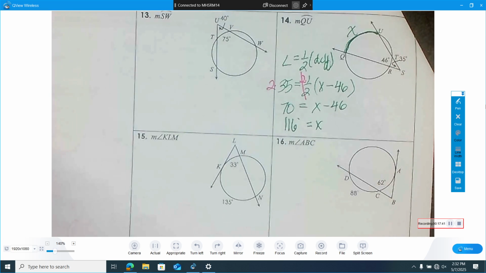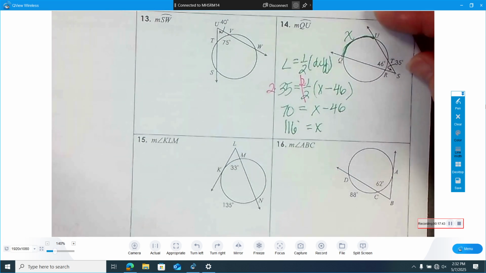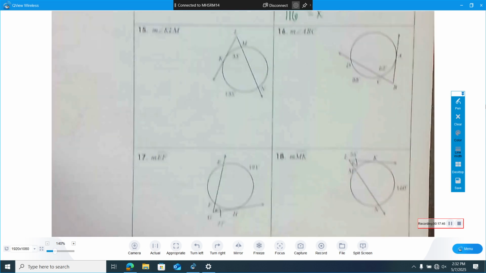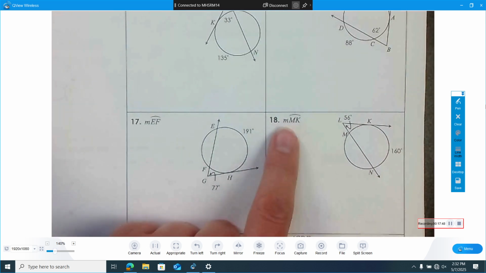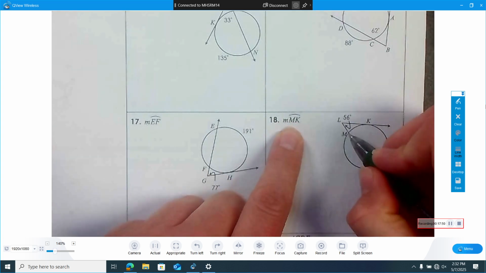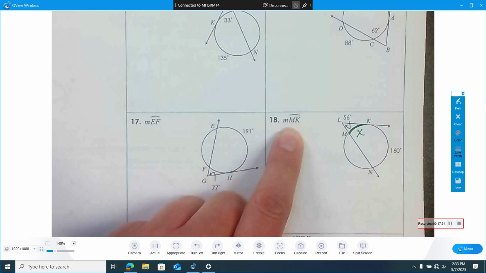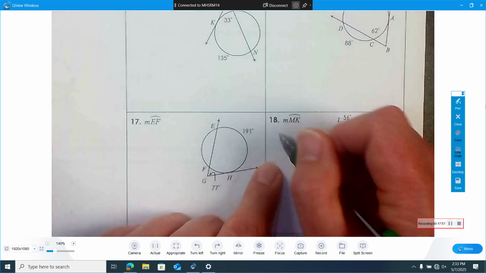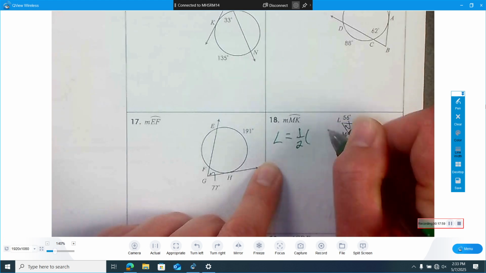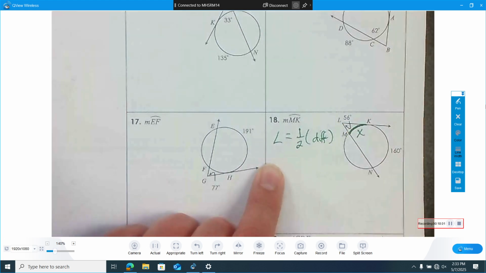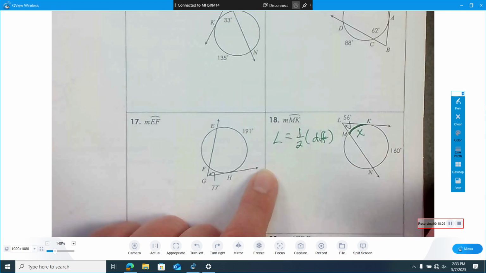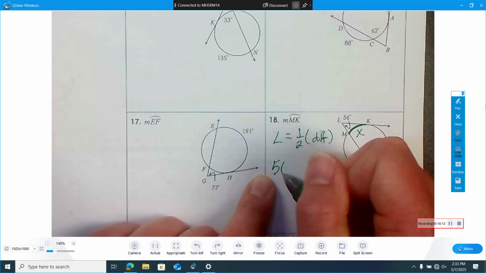The last one we're going to do is 18. All right, number 18. Again, we're looking for an arc measure, and we're trying to find arc MK here. I'm going to call it X. And again, the setup has to be the angle equals half the difference of two arcs. So what am I going to write for my setup here? Okay, 56. I heard it.